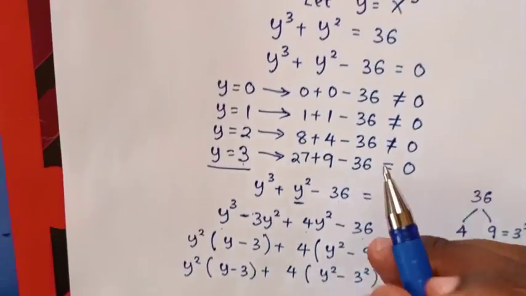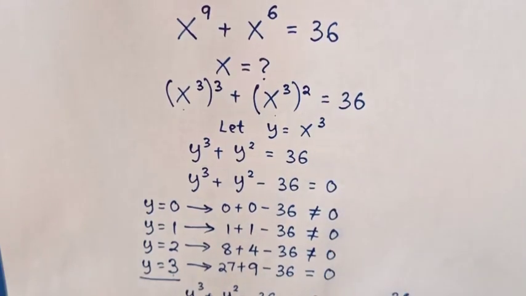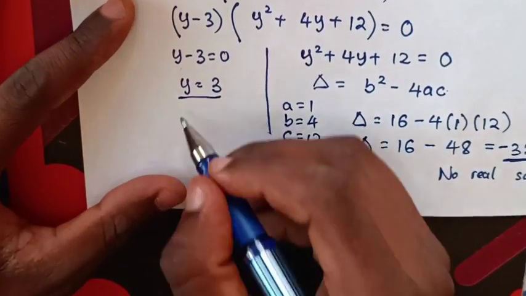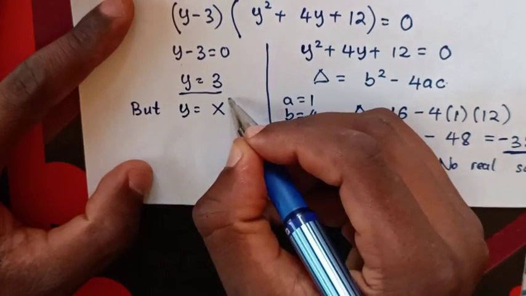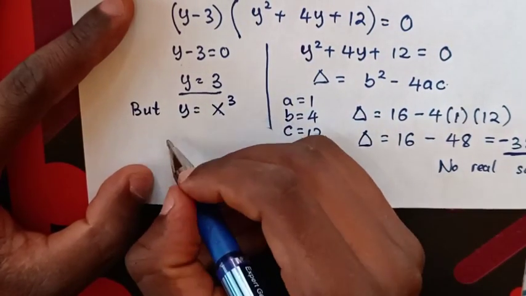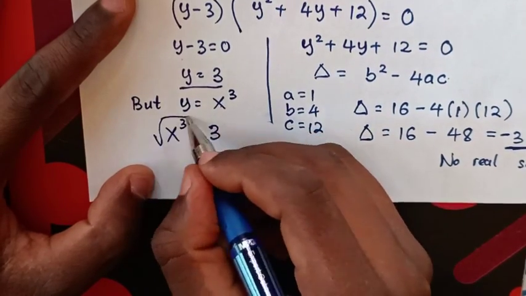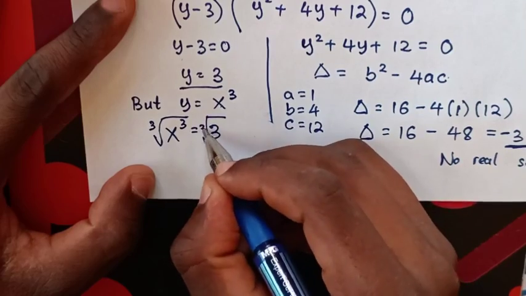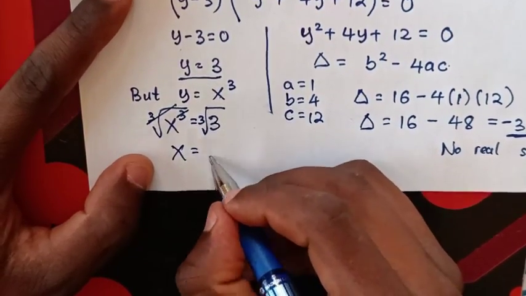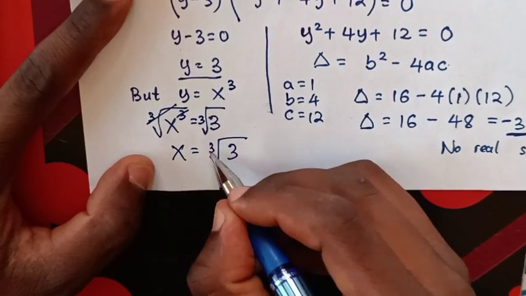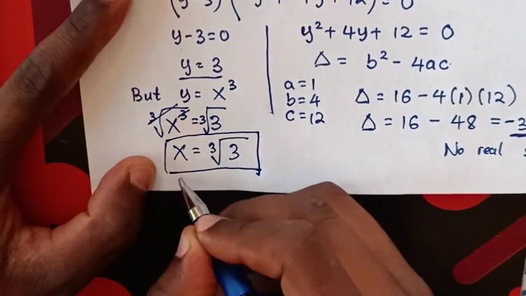But before, we already learned that y is equal to x³. So here we write, but then y is equal to x³. So x³ is equal to 3. Then we apply the cube root on both sides. So the cube root will cancel with the cube. Then x is equal to the cube root of 3. So this is the final value of x in this problem.